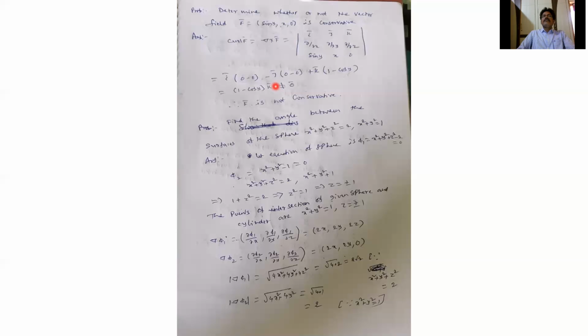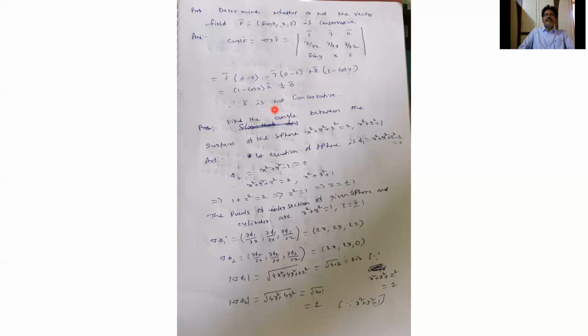So del cross f is the determinant of i, j, k, dou by dou x, dou by dou y, dou by dou z, sin y, x, 0. Dou by dou y of 0 is 0, and dou by dou z of x is 0 because it is a partial derivative, so 0 minus 0. Minus j bar times dou by dou x of 0 minus dou by dou z of sin y, which is 0 because it is the partial derivative of sin y with respect to z. Plus k bar times dou by dou x of x, which is 1, minus dou by dou y of sin y, which is cos y. So we get k bar times 1 minus cos y, which is not equal to 0. Therefore, f bar is not conservative.